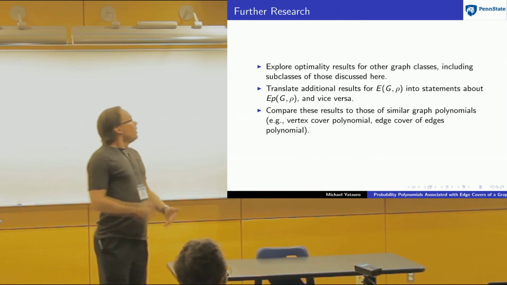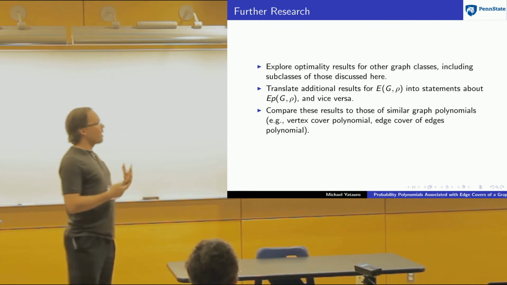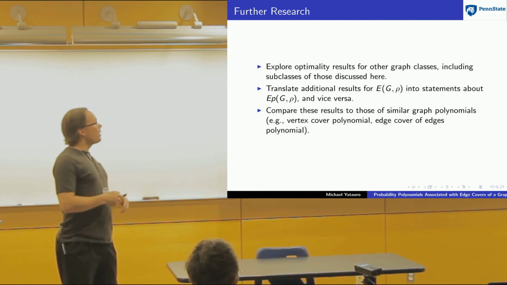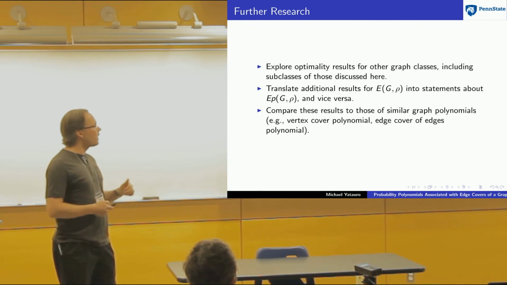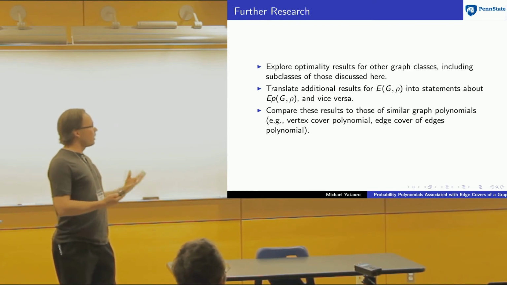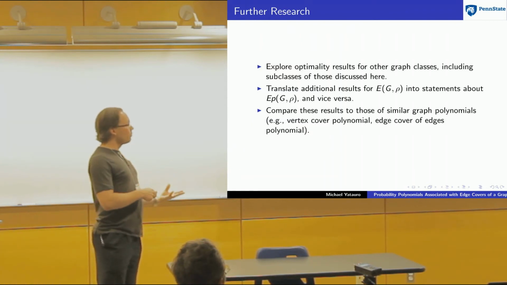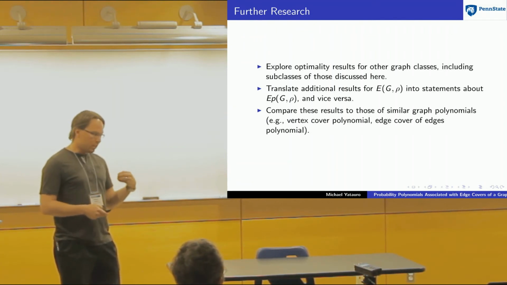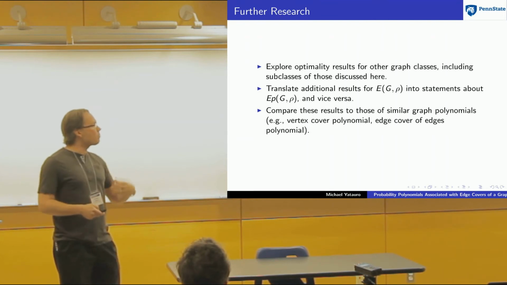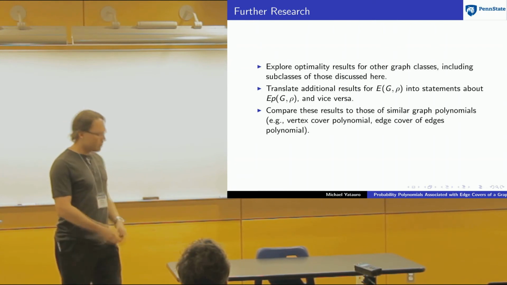So I guess what might be interesting to do is explore these analogous results to see what happens if we have other graph classes. What other things can we say about the correspondence between the edge cover polynomial and the edge cover probability polynomial, and vice versa? Results from one can translate to the other. And compare these results or derive analogous results for similar graph polynomials. So vertex cover polynomials, edge covers of edges, just make those now, counting those collections of edges as the coefficients, and make probabilities from those, and see what sorts of results result. Okay? And there we are.